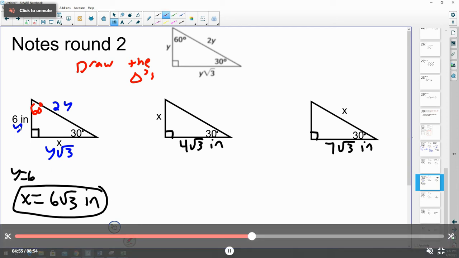So we're just finding y and finding the missing side. That's all we're doing. So here we have 60, that's 2y, y root 3. Well, y and 4 are the same, because root 3 matches up, and then 4 and y match up. So y is equal to 4. So x is equal to 4 inches.